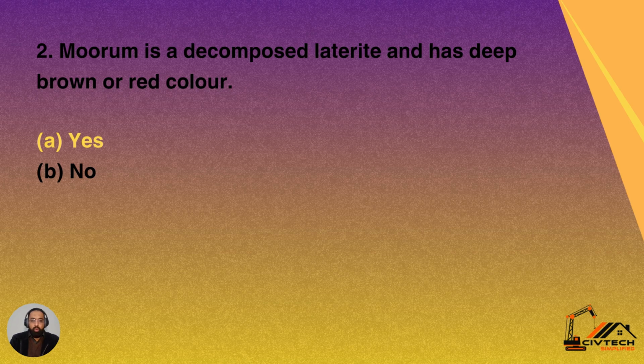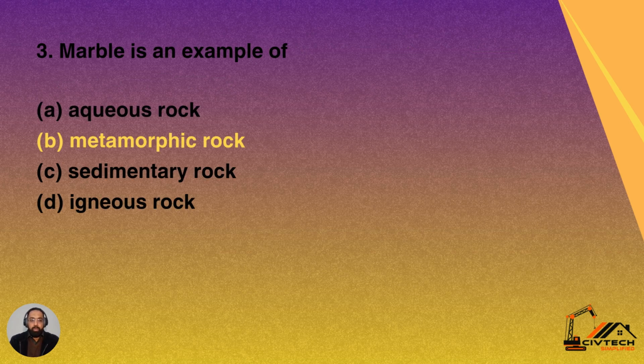Question 2. Muram is a decomposed laterite and has a deep brown or red color. Option A is yes. Option B is no. So yes, muram is a decomposed laterite and it has a red or brown color. So A is the correct answer for this question.